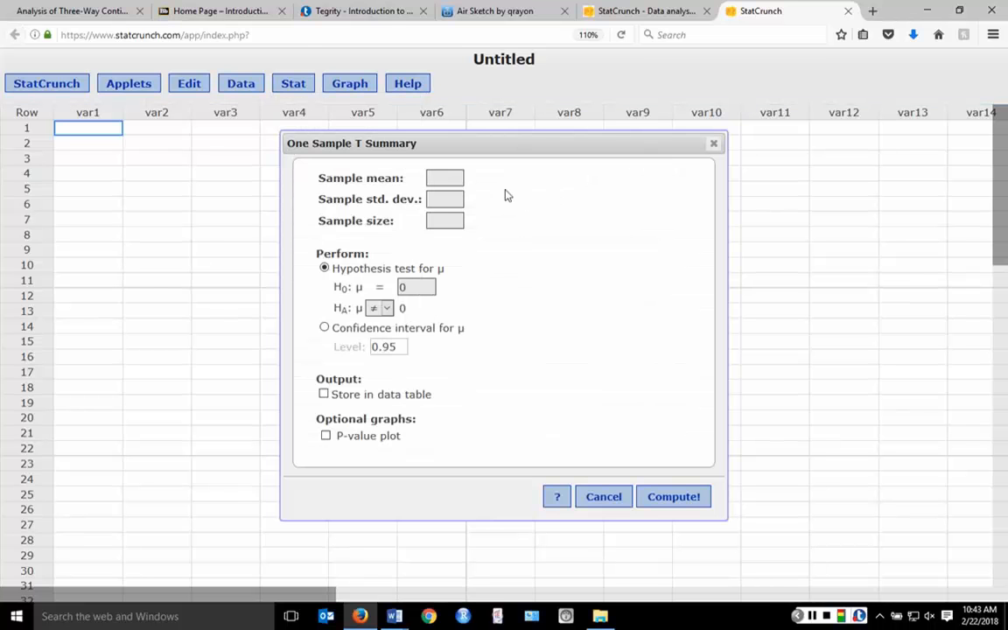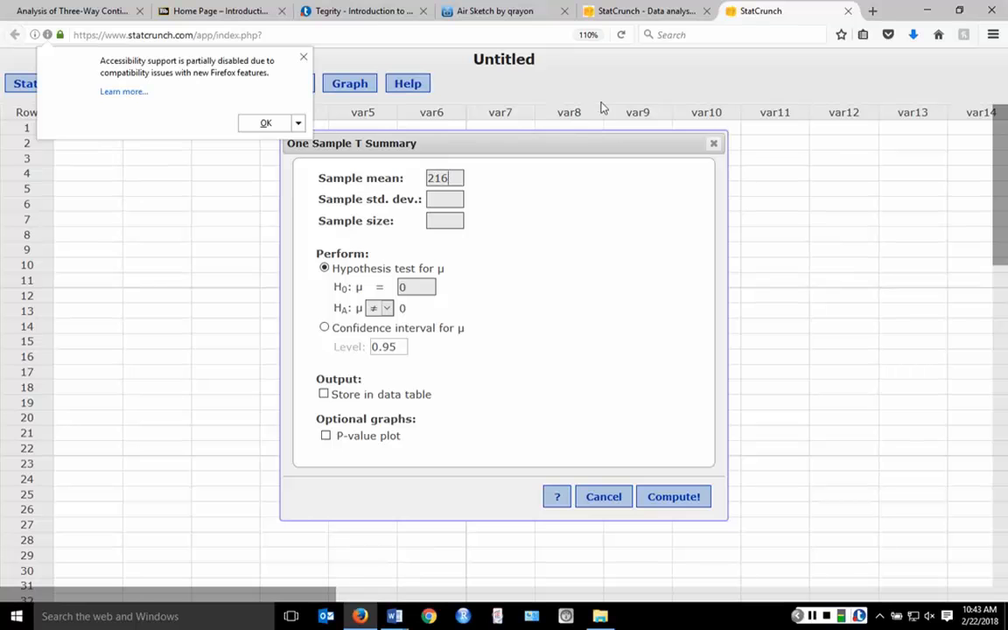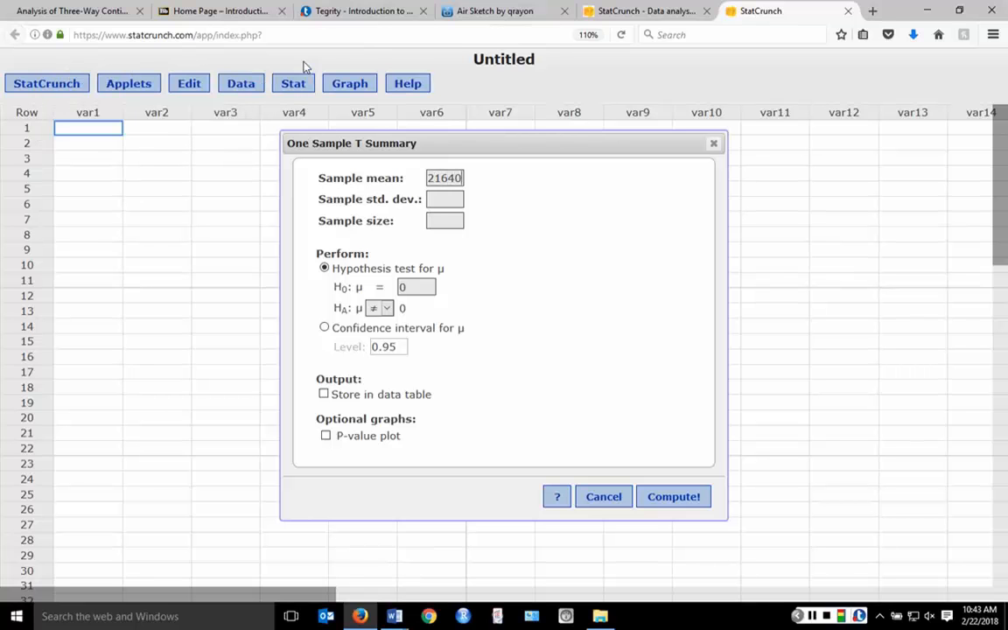So my sample mean, my Y bar, was $216,400. My standard deviation was $31,700, and my sample size was 150. Then here, I'm going to make my hypotheses look like the ones we wrote in step 1. So the number I had here in my null hypothesis was $214,200. And then for my alternative, we had a greater than sign.